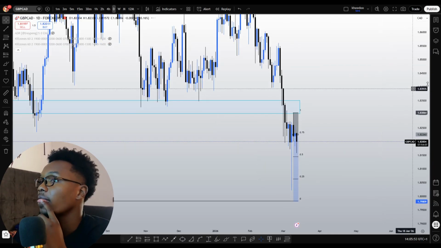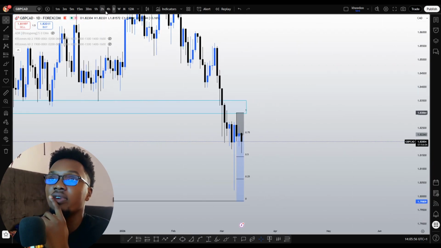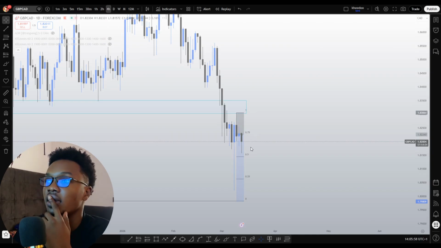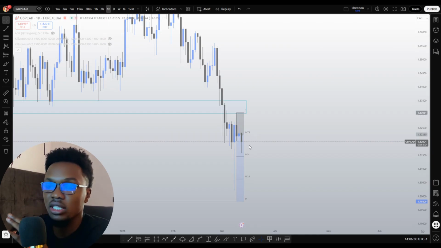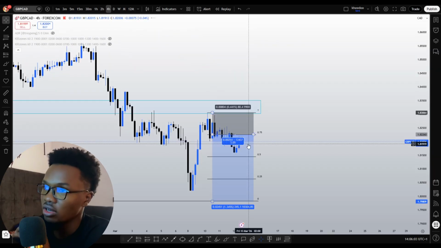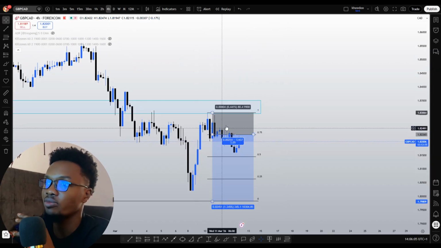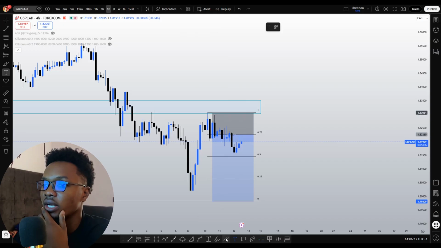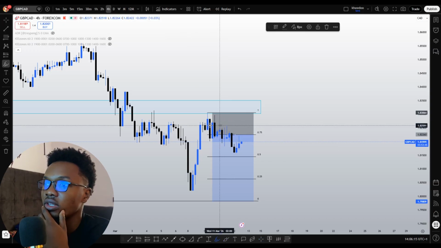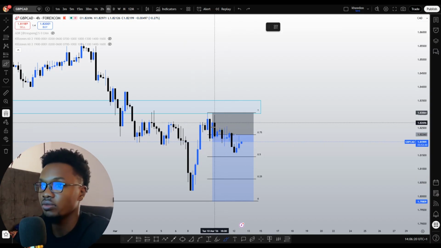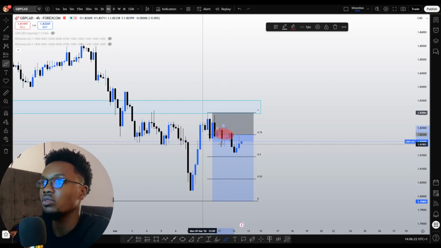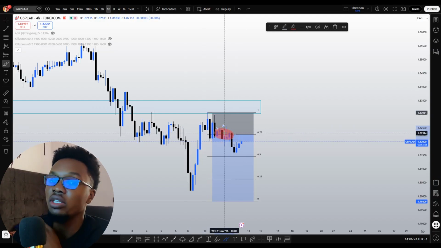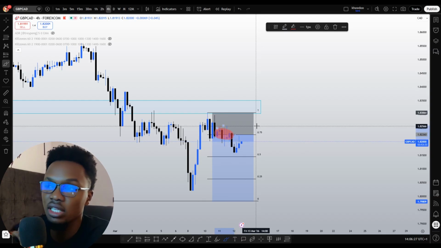I entered this trade, GBP/CAD, on Tuesday, and the whole of Wednesday, which was yesterday, with CPI, was just consolidation. Price consolidated between slight drawdown, my entry, slight drawdown, my entry. This was the whole price action of yesterday. So there was little to no volatility yesterday despite the fact that we had CPI.